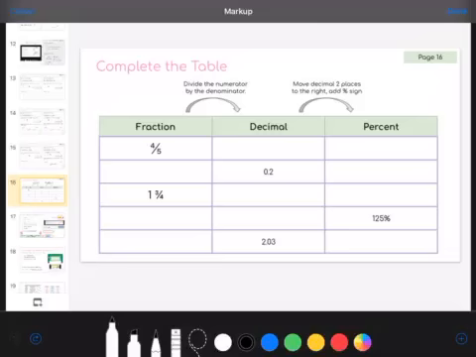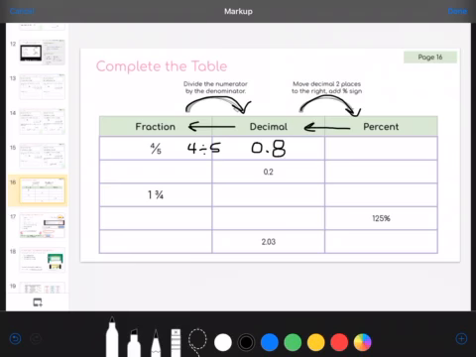So to complete the table, I need to know how to convert fractions to decimals, decimals to percents, percents to decimals, decimals to fractions. So it's really important to pay attention to which representation you're starting with. So here we're starting with a fraction. To change a fraction to a decimal, I need to divide the numerator, which is 4, by the denominator, which is 5. 4 divided by 5 is 0.8.